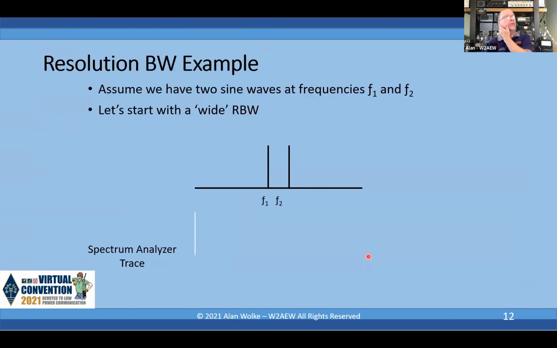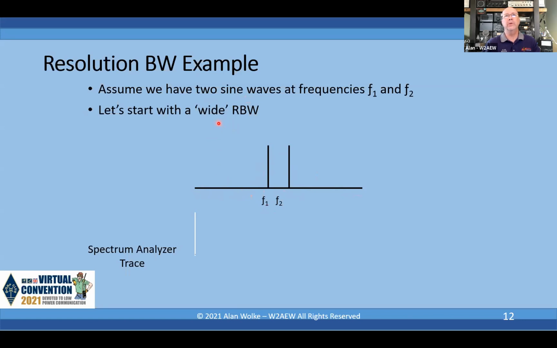So let's talk a little bit about resolution bandwidth, okay? And we kind of talked about what it was. It's equivalent to like the IF filter in your radio. But let's look at the effect of that. So let's assume we have two sine waves at frequencies F1 and F2, okay? And their ideal representation would be, say I've got frequency going along the x-axis, power going this way. I've got an unmodulated signal, so I'm going to have some energy here and some energy here.